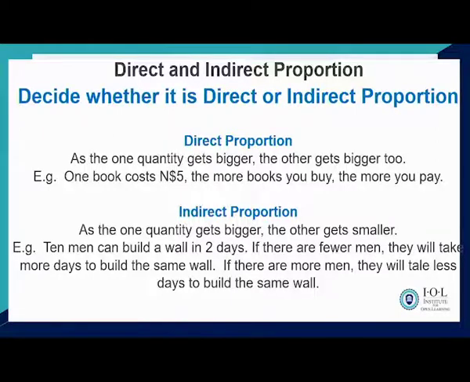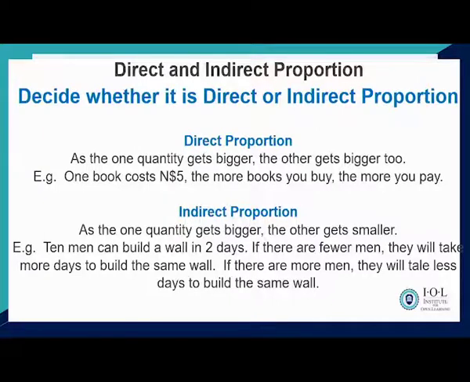Direct proportion, 1 book costs $5. The more books I buy, the more you pay. 2 books cost 2 times 5. 3 books cost 3 times 5. Indirect proportion, 10 men build a wall in 2 days. So if I've got more men, I will take less time. If I have less men, I will take more time.